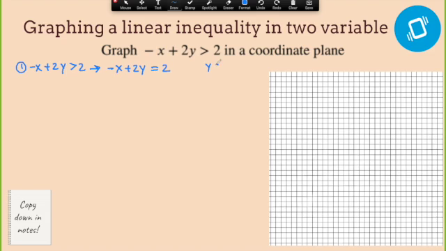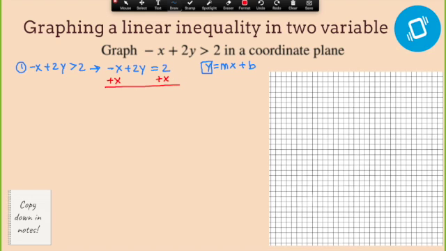To do that, I need to write down my equation in the format of y equaling mx plus b, which means I need to get my y completely by itself. Now to get y completely by itself, I'm going to add x to both sides.